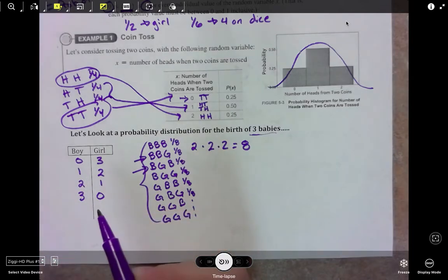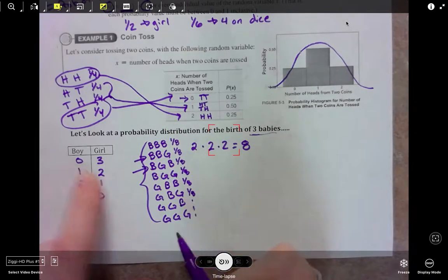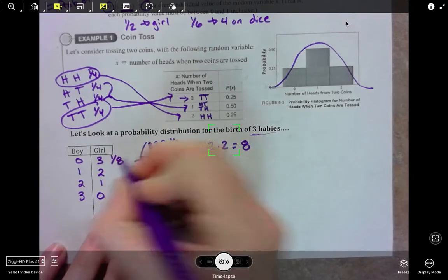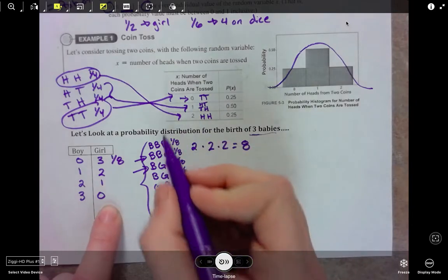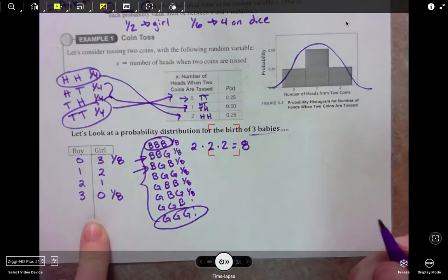So let's put this in order. Zero boys and three girls only happens one-eighth of the time. It's only going to happen when this scenario happens. Three boys and zero girls is only going to happen if I get a boy, boy, boy. One-eighth of the time that's going to happen.